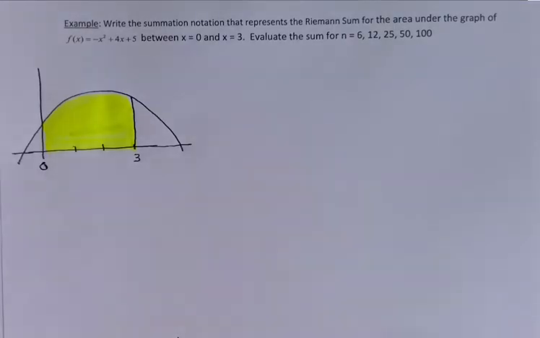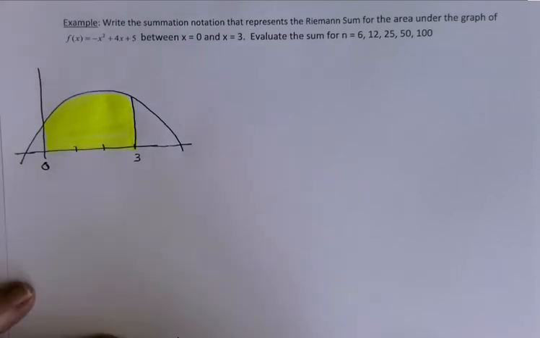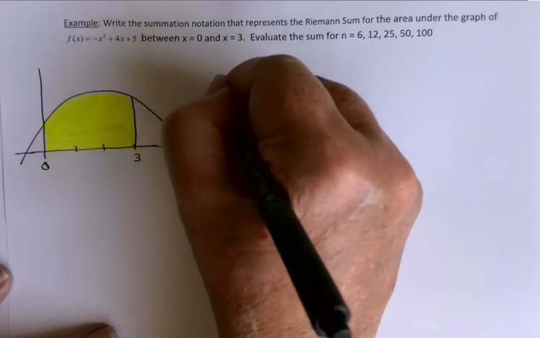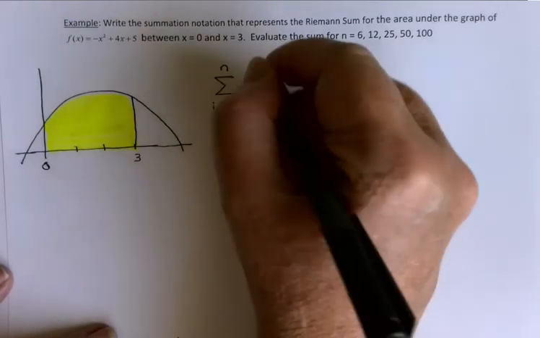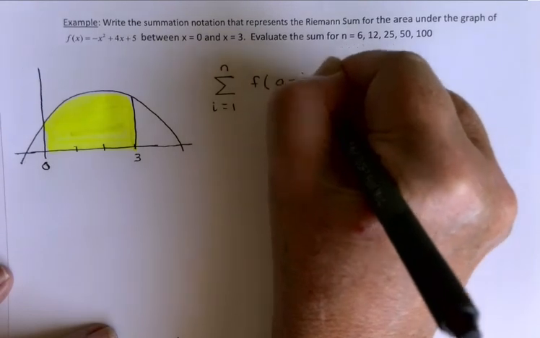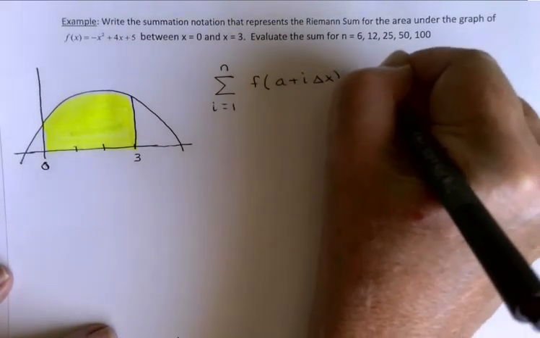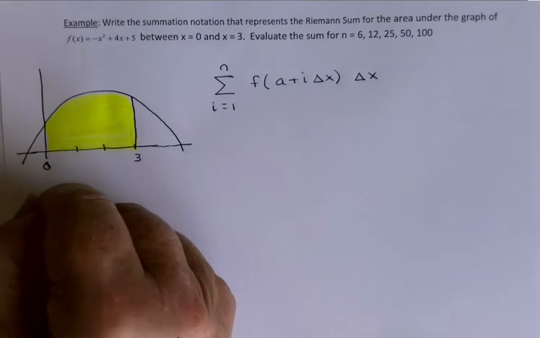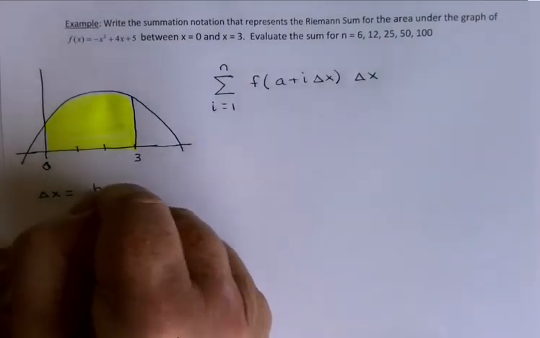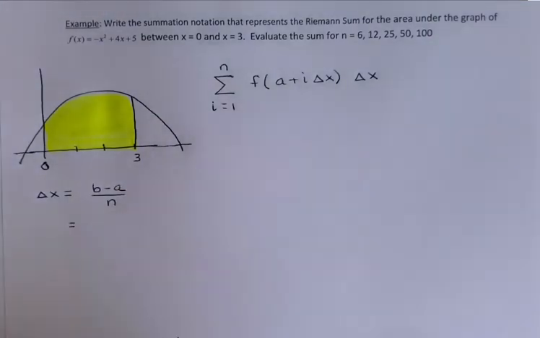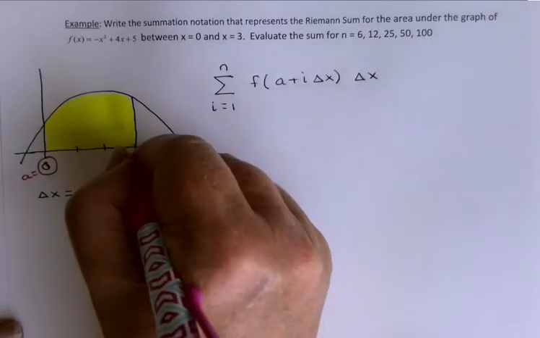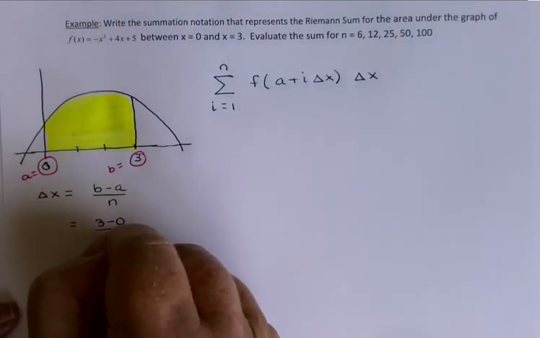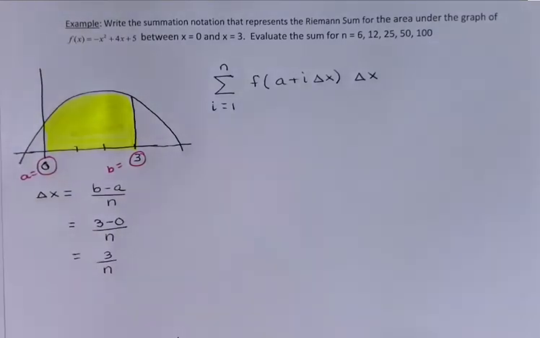All right. We're going to do this with a Riemann sum. And I'm going to say that, again, my Riemann sum, the total area of all the rectangles, is the sum as i goes from 1 to n of f of a plus i delta x times delta x. That's the formula that we just figured out on the previous page. My delta x in this case is always b minus a over n. But I'm going to notice here I've got an a value of 0 and a b value of 3. So 3 minus 0 over n, or just 3 over n for the delta x.